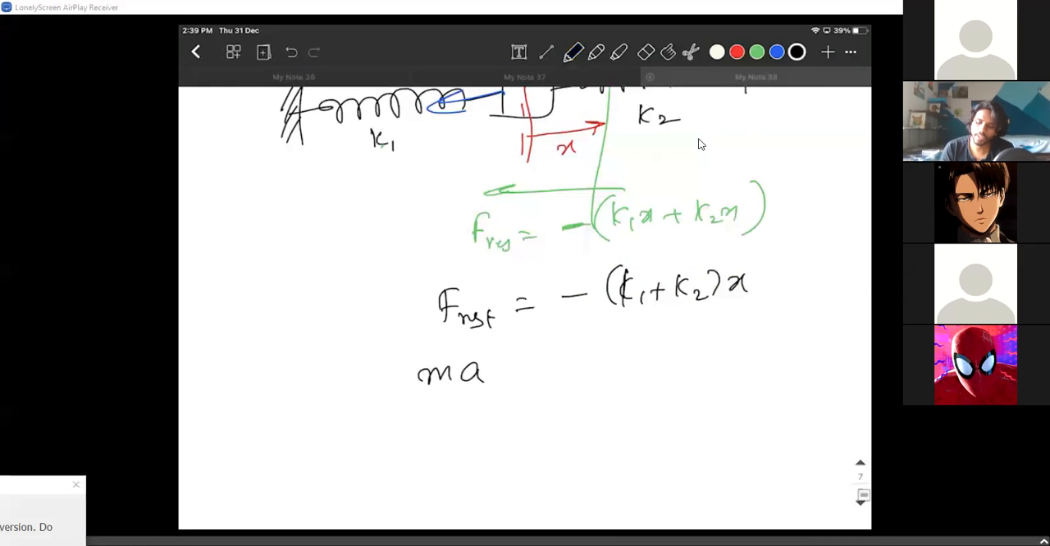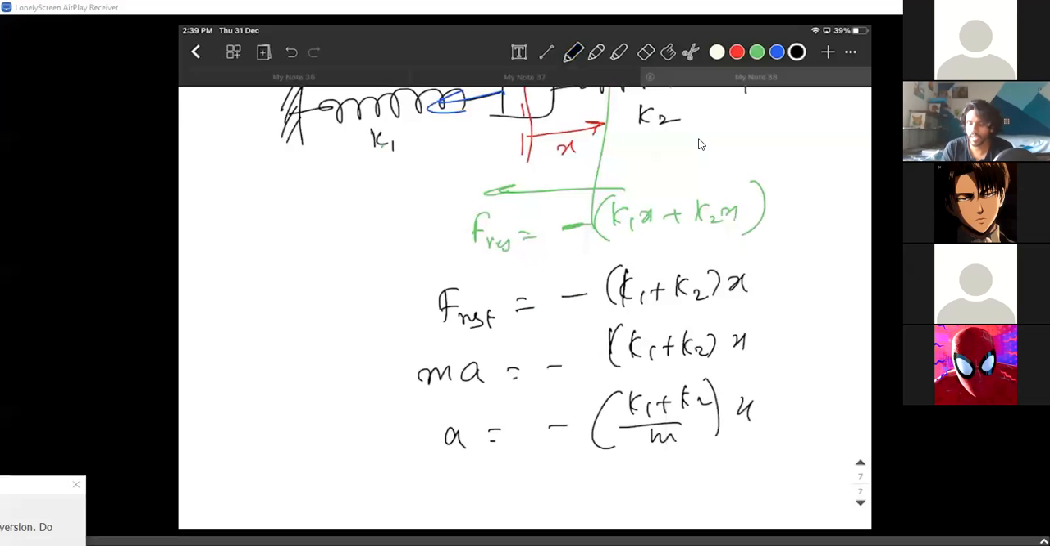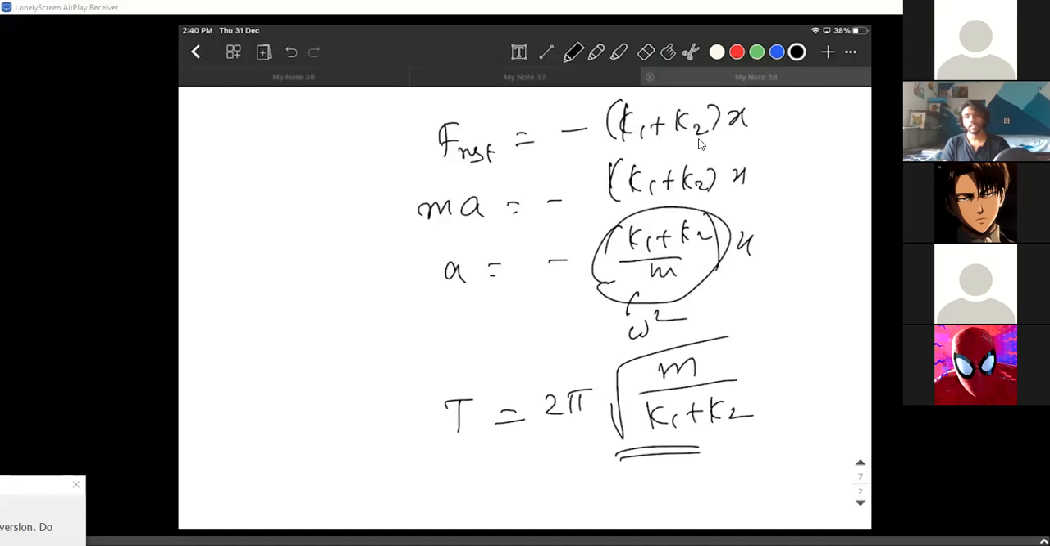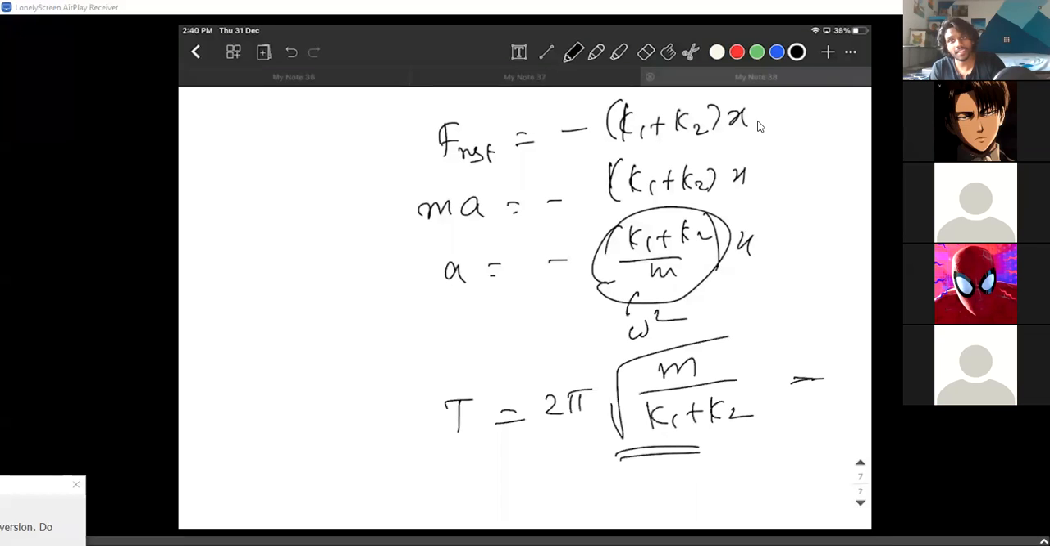So mass into acceleration equals minus K1 plus K2 times x, so acceleration equals minus K1 plus K2 by m times x. Once you have omega square, you can write the time period as 2 pi root over m by K1 plus K2. So this is the time period. Do you get it? So this is no different than the one spring case, just with K1 plus K2.